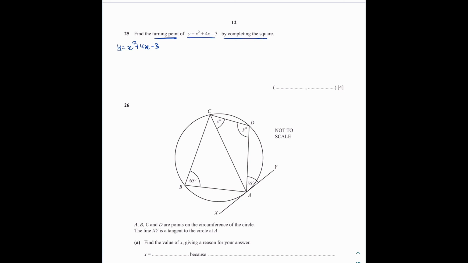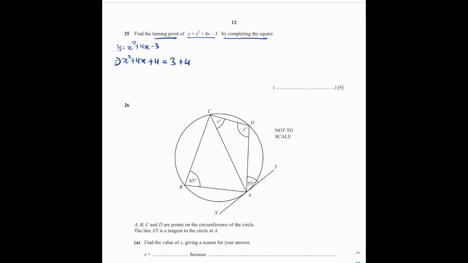Let's complete the square by doing this. X squared plus 4x. We're going to have half of 4, which is 2, and square that, so 4. And we're just going to make this into a new equation. Equals, bring the 3 to the other side, and we're going to add a 4.